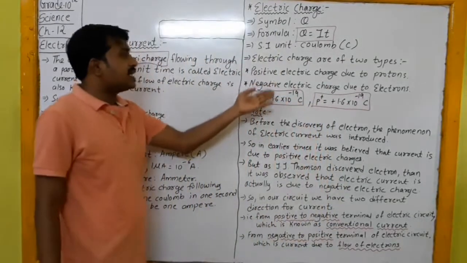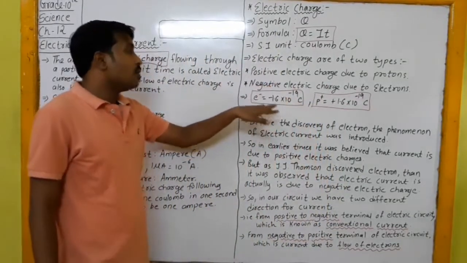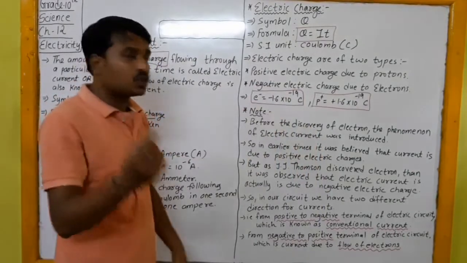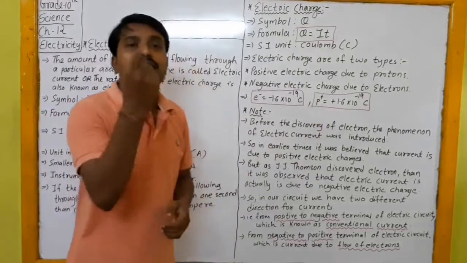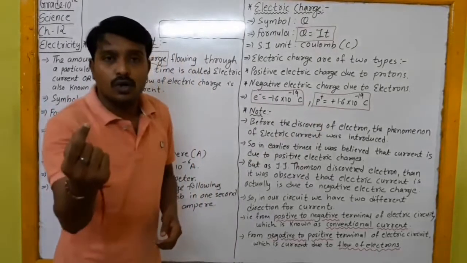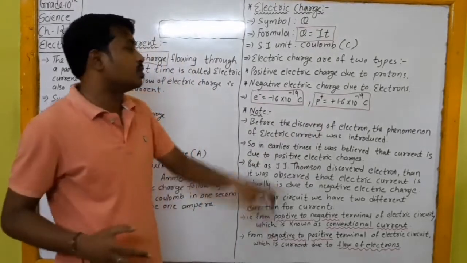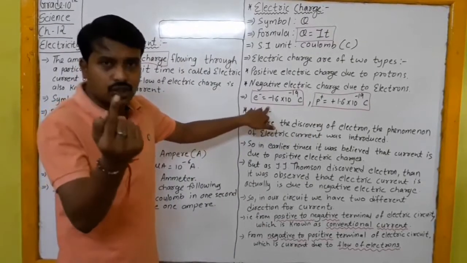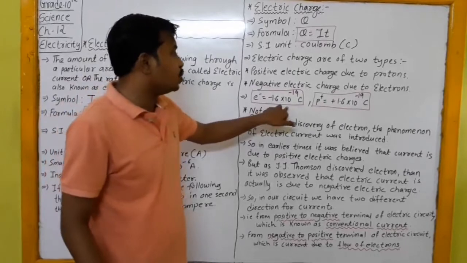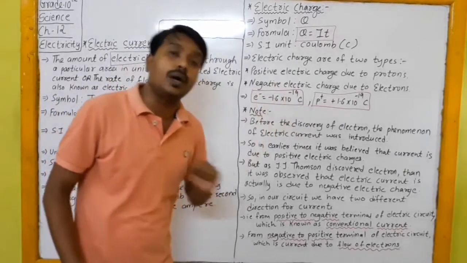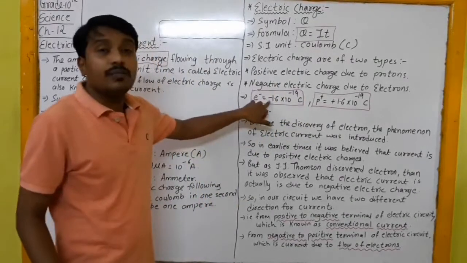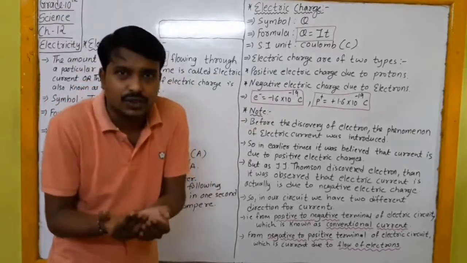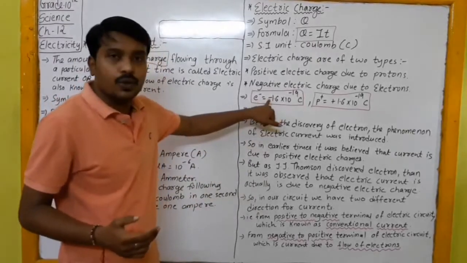Now electric charge, as I said, is of two types. This is the value of electric charge possessed by an electron and by a proton. A single electron, a single proton, how much electric charge will they have? So this is the value. Okay? The charge possessed by a single electron is 1.6 into 10⁻¹⁹ coulomb, with a negative sign because the charge possessed by an electron is negative by nature. That's why this minus sign has been put.